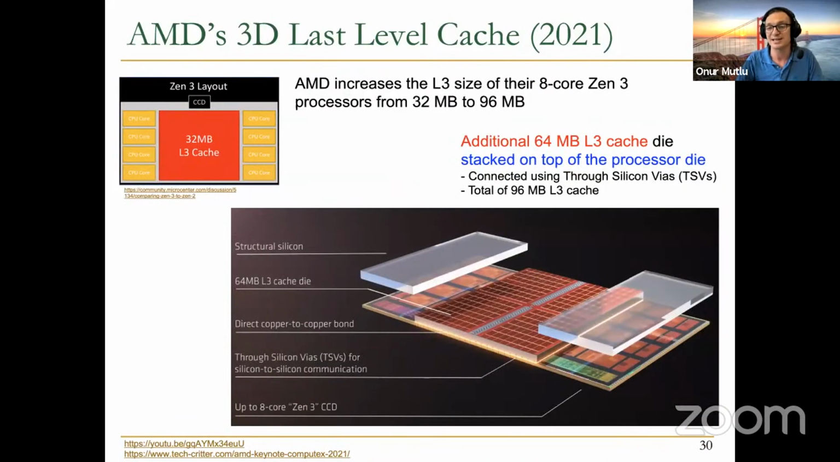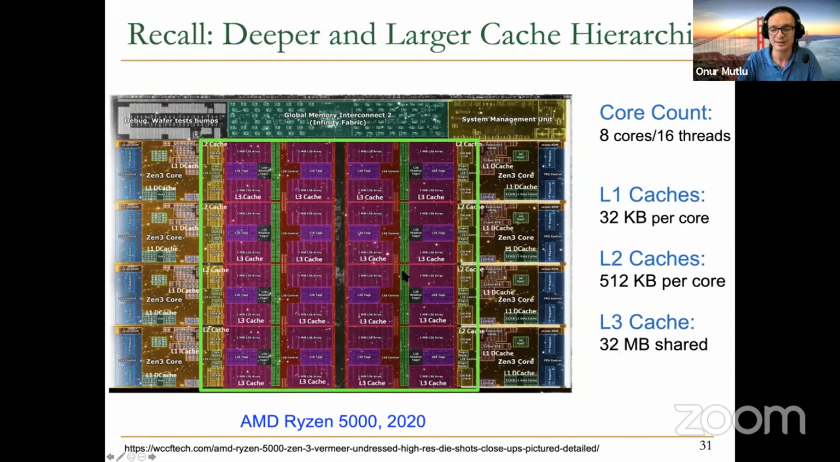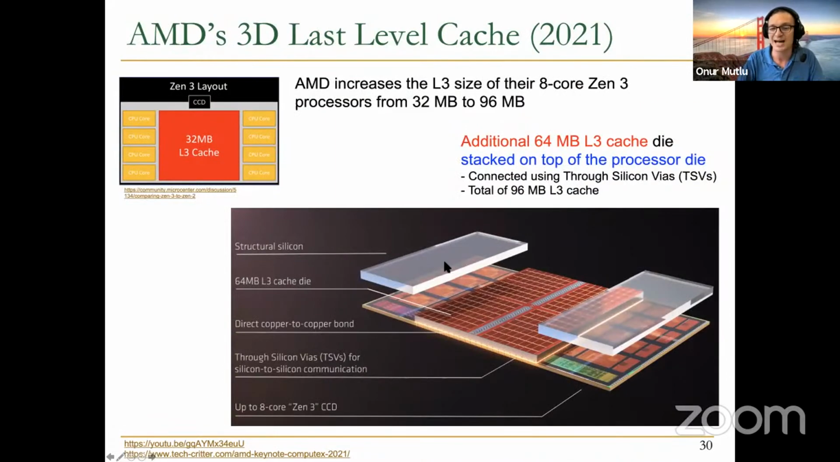And finally, this was announced actually earlier this week. This is AMD's 3D last level cache. Actually, we have shown this picture. This was AMD Ryzen from 2020. You can see that most of it is cache, and we said it was 32 megabytes shared cache. What they did was they added more shared cache, except they didn't put it on this die. They put it on another die that would fit on top of the processor die that we have seen, essentially. That's the idea over here.